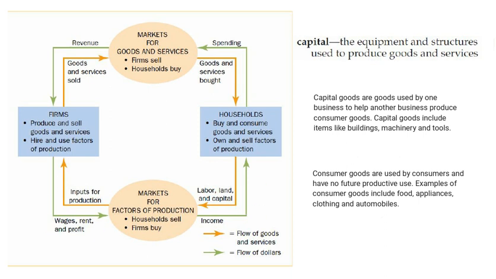It's a fairly simple concept, and the important things to know are these names, markets for goods and services, and the markets for the factors of production. All right, consumers buy goods and services, firms sell. Firms buy factors of production, and households sell. All right, so individual people sell labor and land and rent buildings to firms in the market for factors of production.